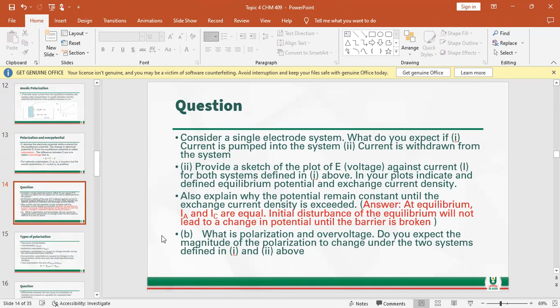And the answer is, at equilibrium, the anodic and cathodic currents are equal. Initial disturbance of the equilibrium will not lead to a change in potential until the barrier is broken.